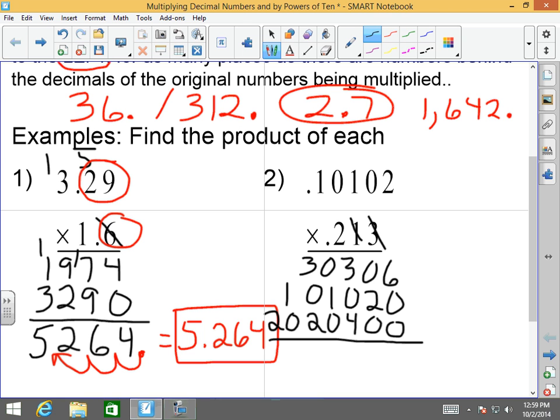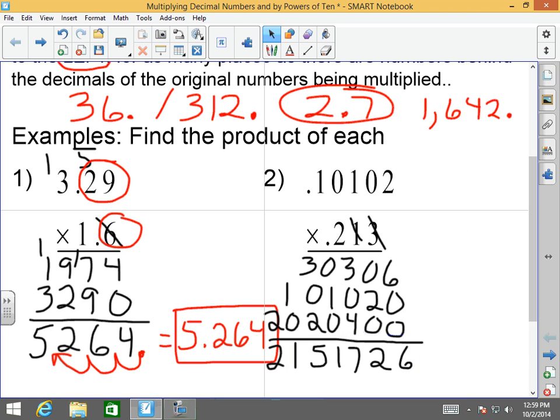Let's add them all together. We ignore the decimals for now. 6, 2, 7, 1, 5, 1, and 2. Now, how many numbers or decimal places do I have here in total? How many numbers do I have behind this first decimal?